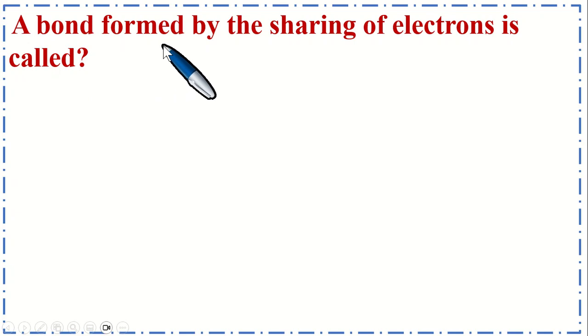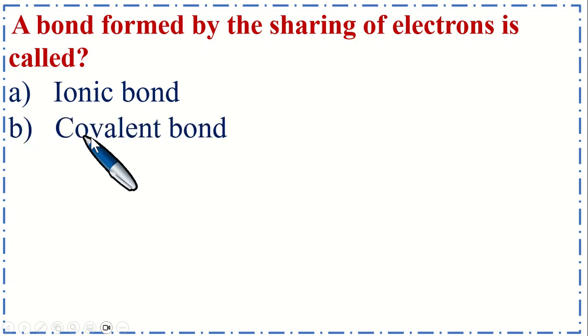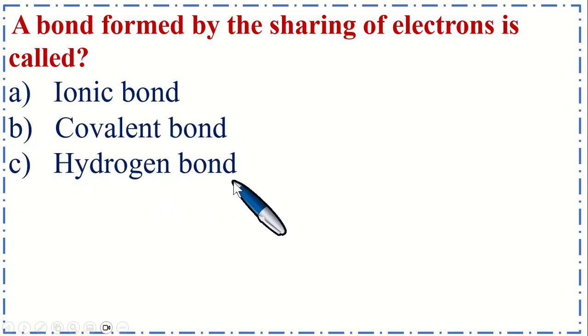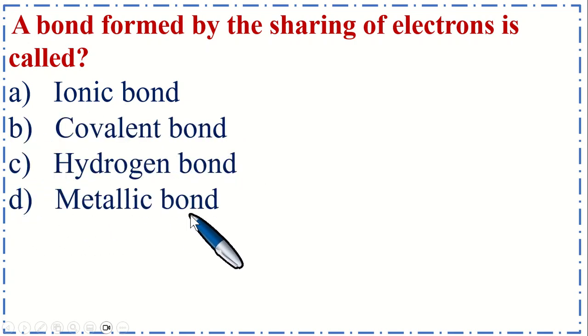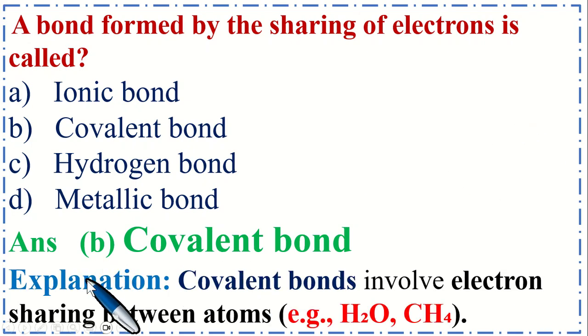A bond formed by the sharing of electrons is called: option A, ionic bond; B, covalent bond; C, hydrogen bond; and option D, metallic bond. So the correct option is B, covalent bond. Explanation: covalent bonds involve electron sharing between atoms. For example, H2O and CH4.